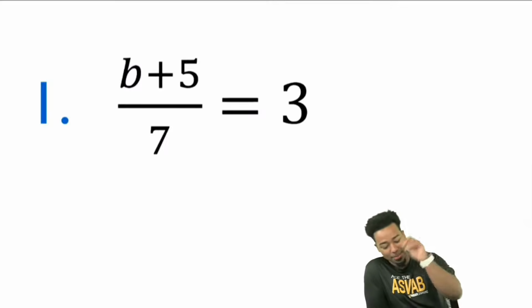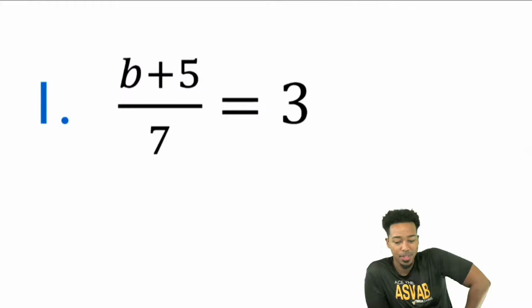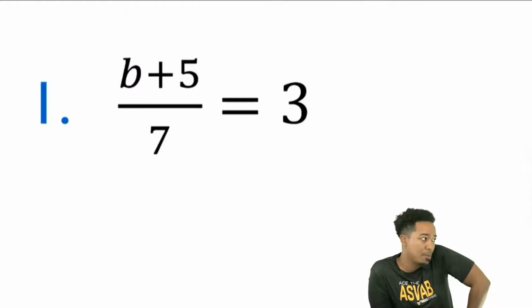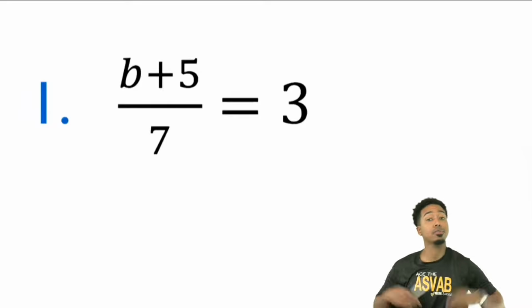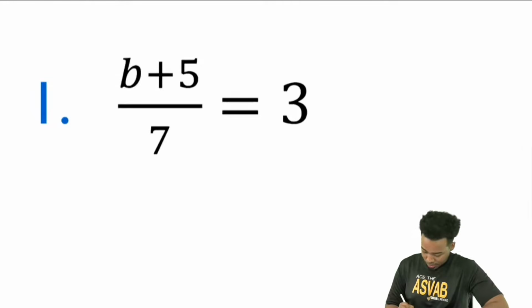B plus 5 over 7 equals 3. Everyone, let's take a look at this. We have B plus 5 over 7 equals 3. Everybody, quick question. What have we always been doing? What variable are we looking for? Yeah, we're looking for B. Nothing crazy.